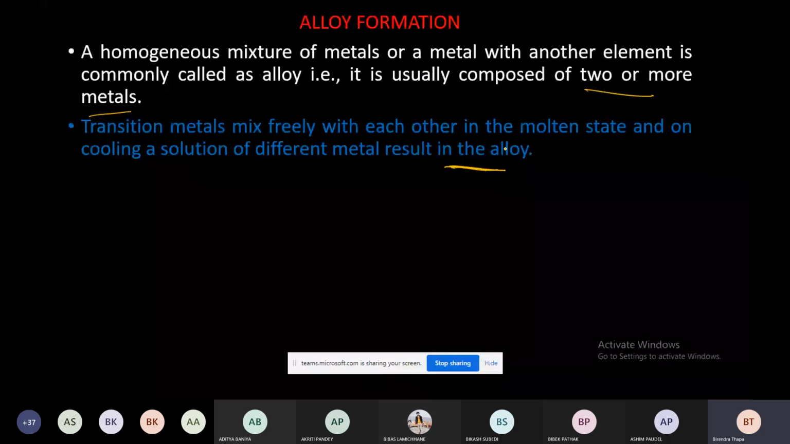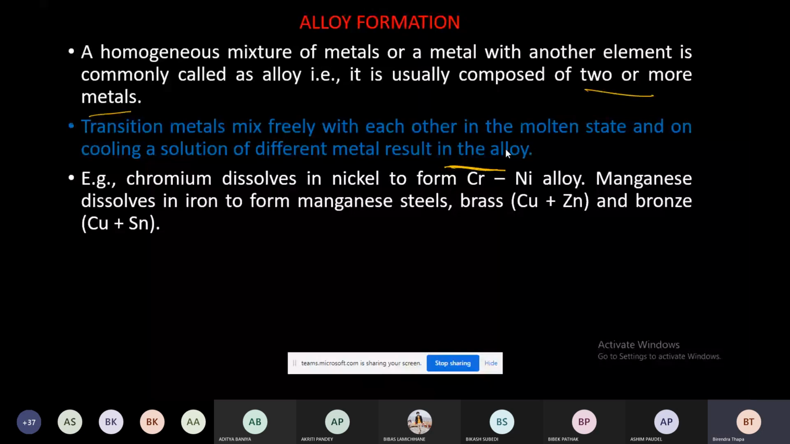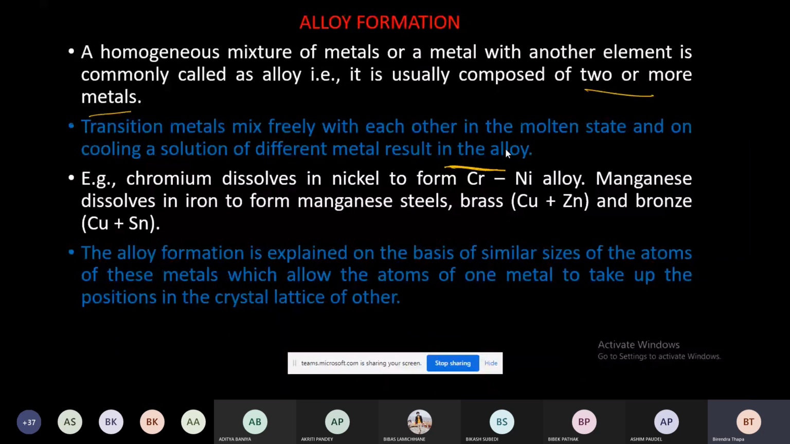For example, chromium dissolves in nickel to form chromium nickel alloy. Similarly, manganese dissolves in iron to form manganese steels, while brass is the alloy of copper and zinc, and bronze is the alloy of copper and tin. The alloy formation is explained on the basis of similar sizes of the atoms of these elements, which allow the atoms of one metal to take up the position in the crystal lattice of the other.